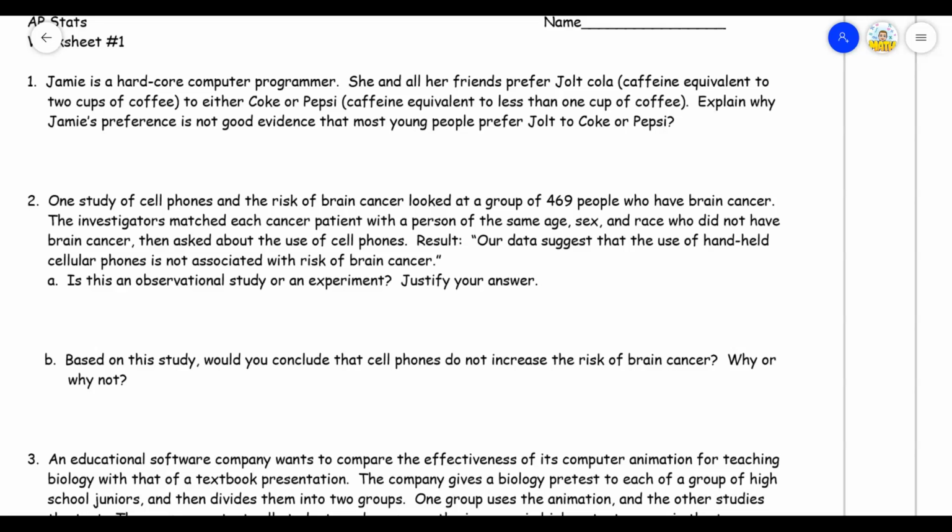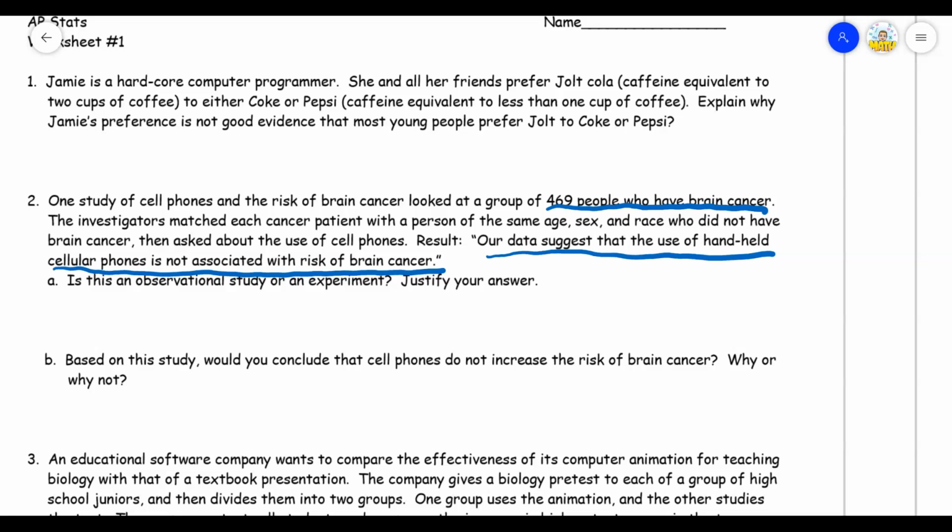Okay, so the next one says, one study of cell phones and the risk of brain cancer looked at a group of 469 people who have brain cancer. So this group of people already have brain cancer. The investigators matched each cancer patient with a person of the same age, sex, and race who did not have brain cancer. So they took these 469 people, looked at their age, sex, and race, and then found somebody who had all those things in common but just did not have brain cancer. Then they asked each one about the use of cell phones. The study says, our data suggests that the use of handheld cellular phones is not associated with risk of brain cancer.